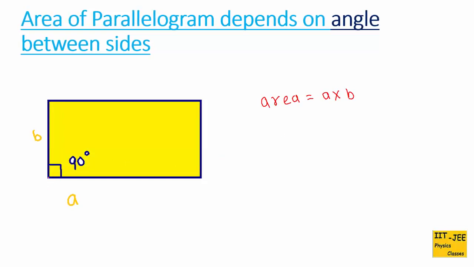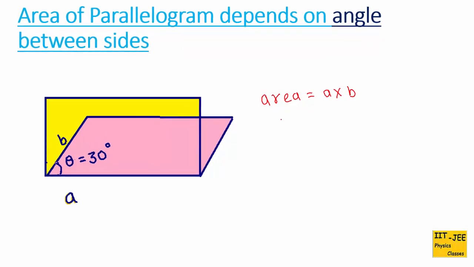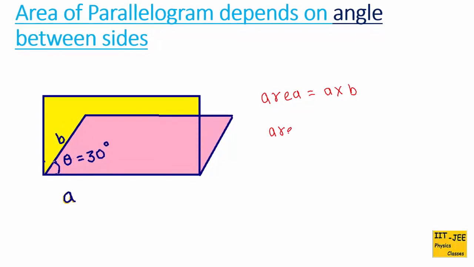You can see if the angle is 90 degrees, it would be a rectangle and it would have area A cross B, right? And if we decrease the angle, then the area will change. Like here, the angle between the sides is 30 degrees, which is less than 90 degrees. Now the area would be A cross H. That means this height H times this side A.